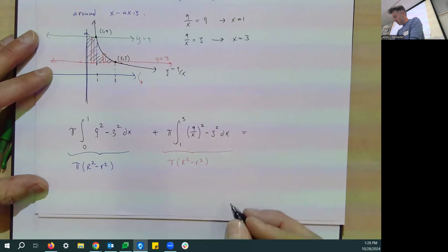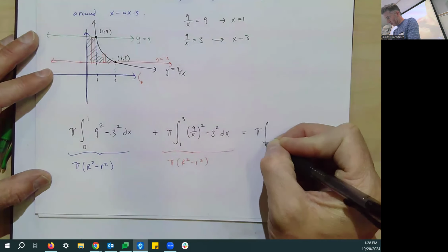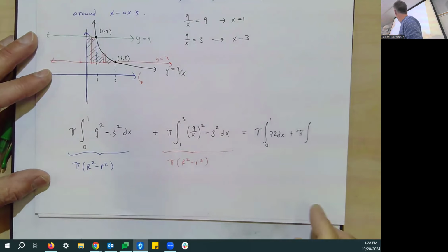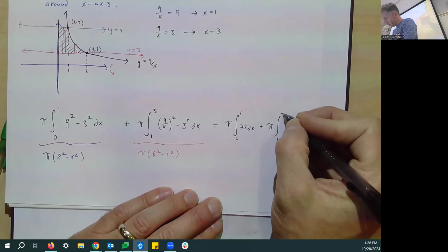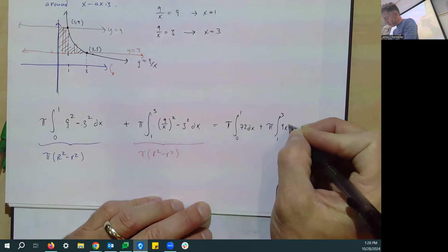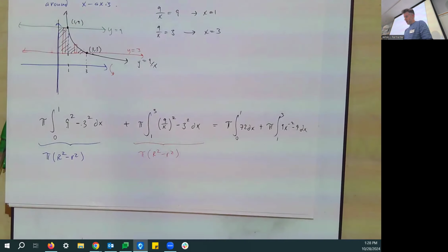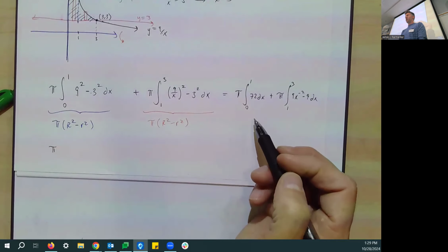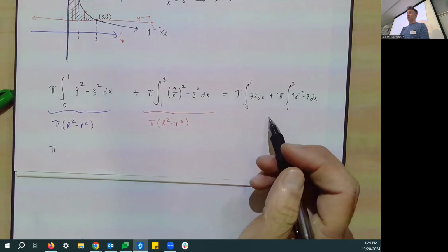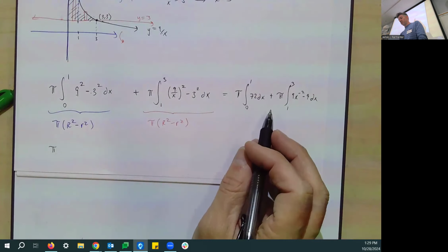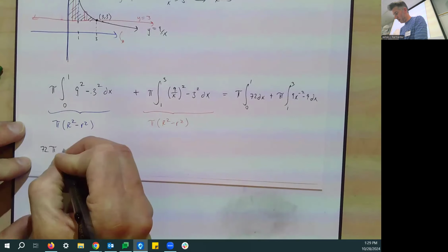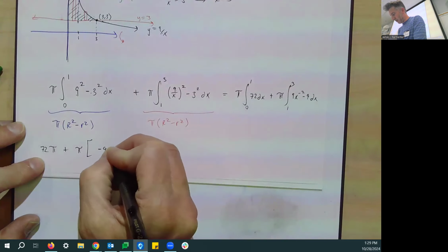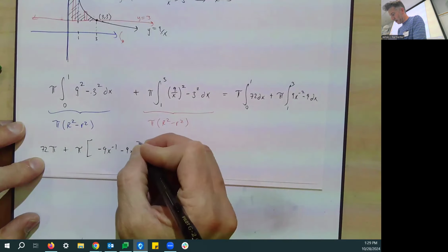81 minus 9 is 72. So you've got pi times the integral from 0 to 1 of 72 dx plus pi times the integral from 1 to 3. Let's write this as 9x to the negative second minus 9, which is not that bad. I feel like all of you should just say the integral from 0 to 1 of 72 is 72x from 0 to 1, which is 72 minus 0. So we're going to get 72 pi plus pi times integrating that, we get negative 9x to the negative 1 minus 9x from 1 to 3.